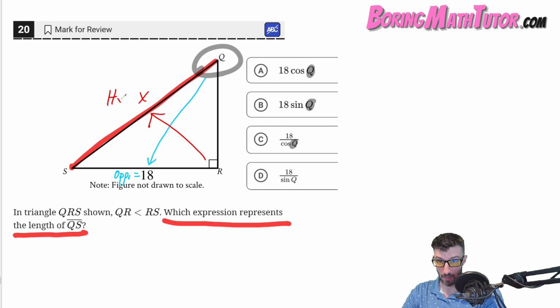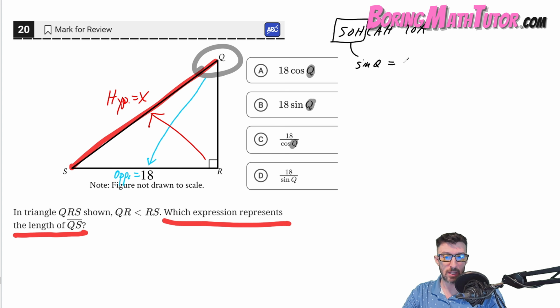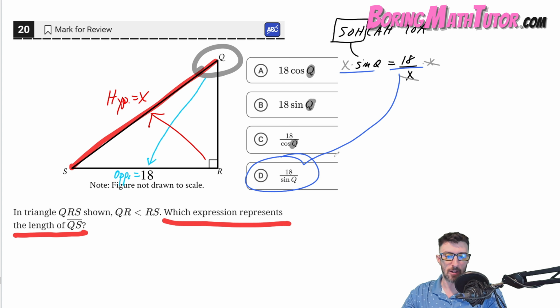That is the hypotenuse. And according to SOH CAH TOA, we want to be dealing with opposite and hypotenuse. So we're going to have sine of Q equals opposite over hypotenuse. So it's going to be 18, our opposite, over the X, which is our hypotenuse. Then we can multiply both sides here by X. That'll cancel this out. And then we just have to divide both sides by sine of Q. And that'll get us to here.